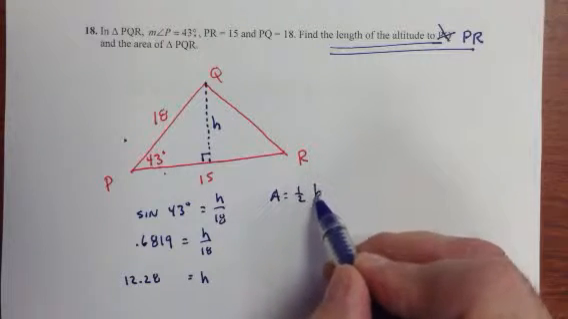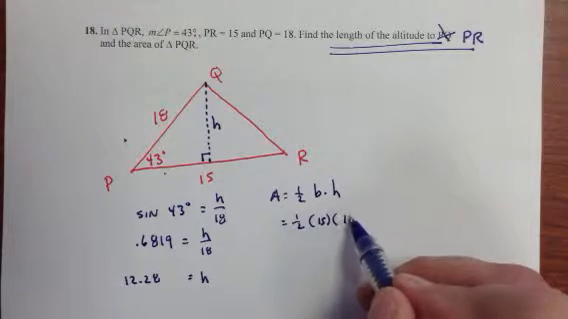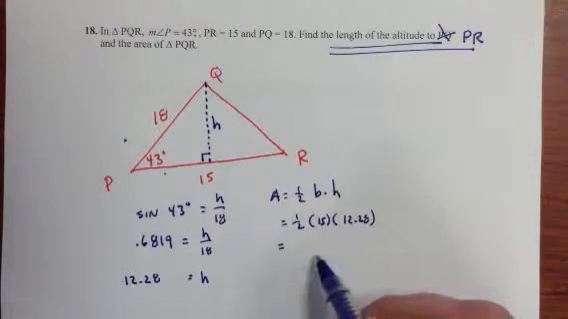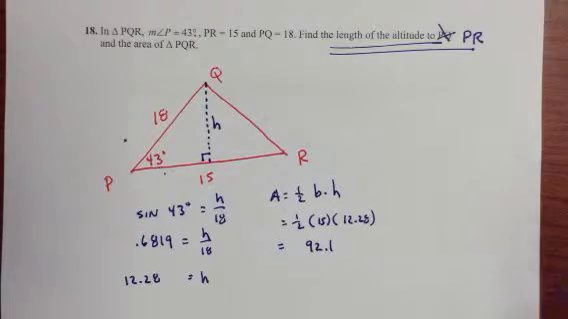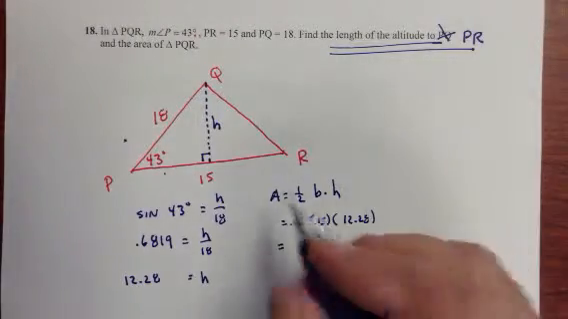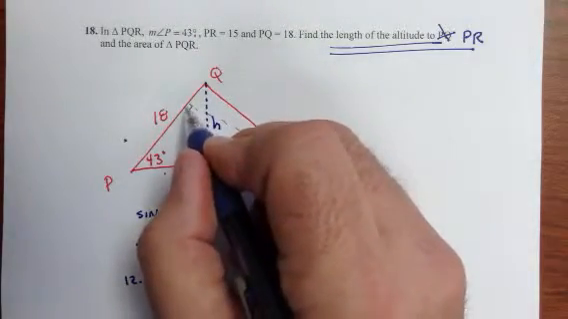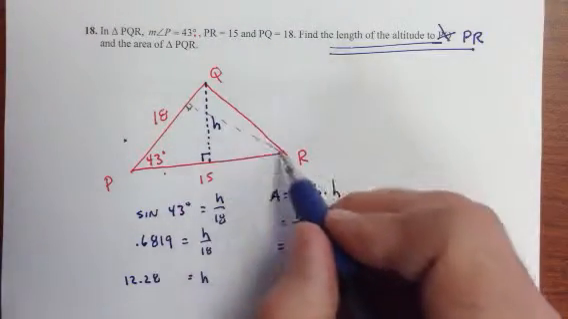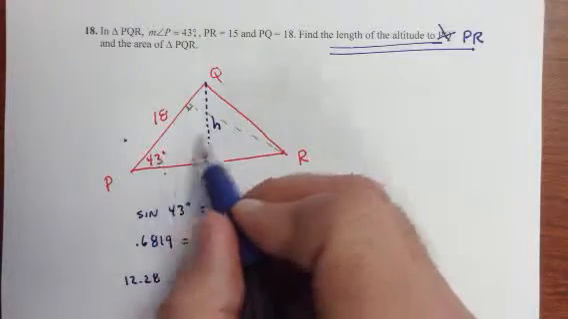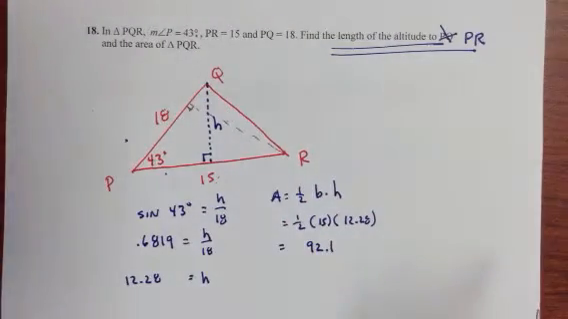Area is equal to 1/2 base times height. 1/2 times 15 times 12.28 is equal to 92.1, no units. Remember though, the question really asked us to find the height to PQ, so I would find this. The process is the same. Here's my altitude. Here's my angle. I would use opposite over 15. Sine of 43 equals opposite over hypotenuse.